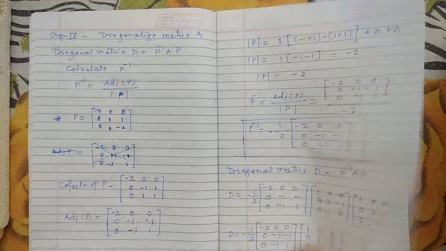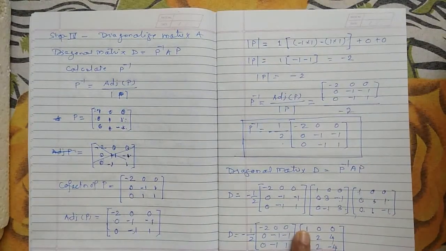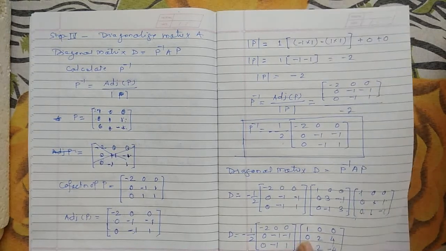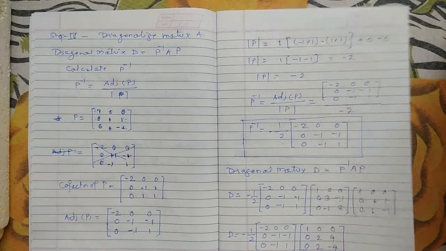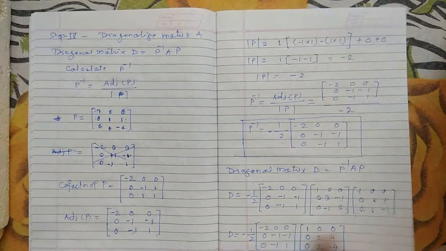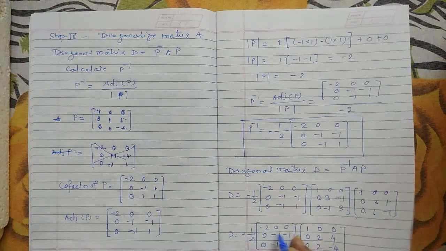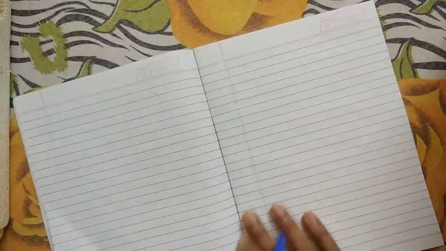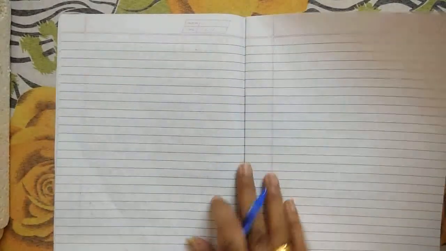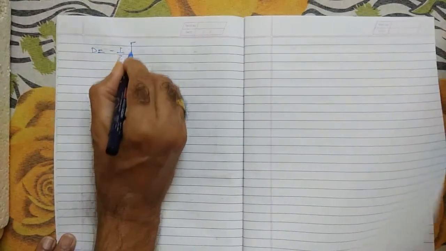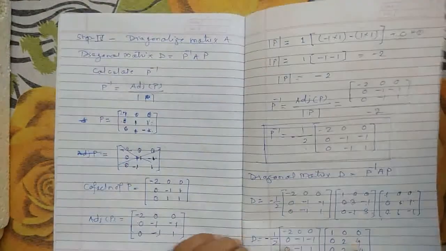So I have 1, 2, minus 4, 1, 0, 0, 2, 0, 2, 4, 0, 2, minus 4. This is my D, it is equal to minus 1 by 2 and all this one. So now I can write down D, it is equal to minus 1 by 2, and now I will multiply this one.